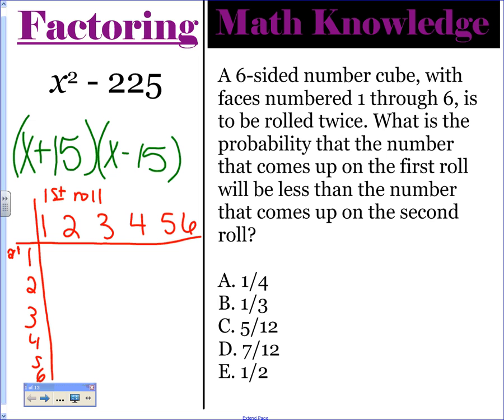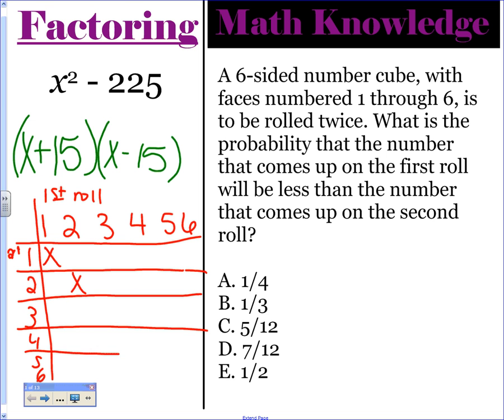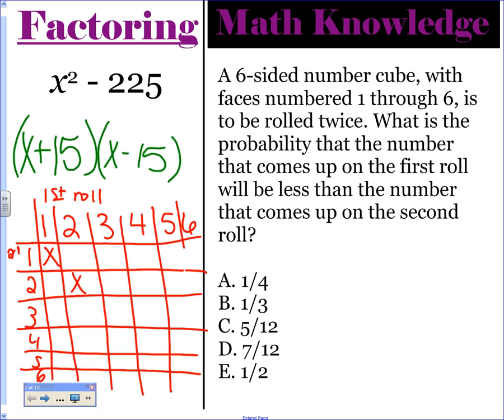So can we have a 1 and a 1? Because is that where they're less than? Okay, not when they're 2 and 2. What about when they're 3 and 3? What about when they're 4 and 4? Or 5 and 5? Or 5 and 6? None of those would work.